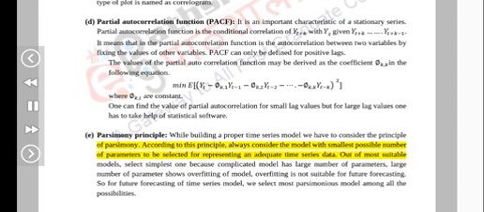According to this principle, always consider the model with the smallest possible number of parameters to represent an adequate time series data. Out of the most suitable models, select the simplest one, because a complicated model has a large number of parameters. A large number of parameters shows overfitting of the model. Overfitting is not suitable for future forecasting. So for future forecasting of a time series model, we select the most parsimonious model among all the possibilities.